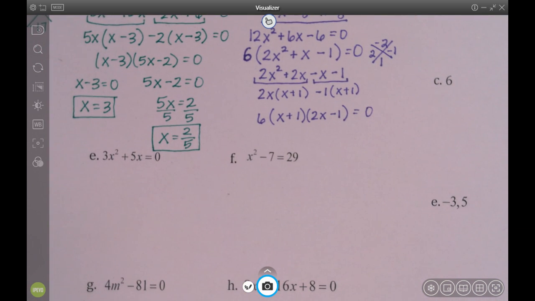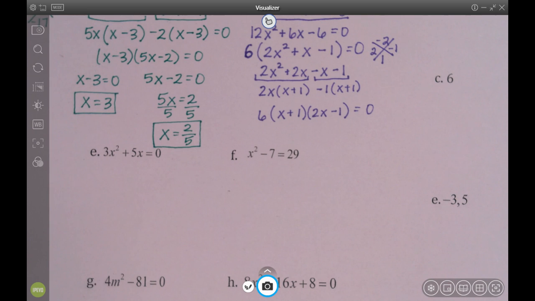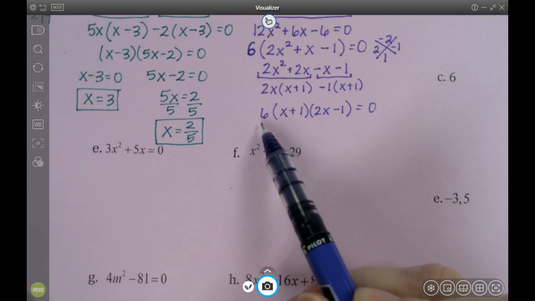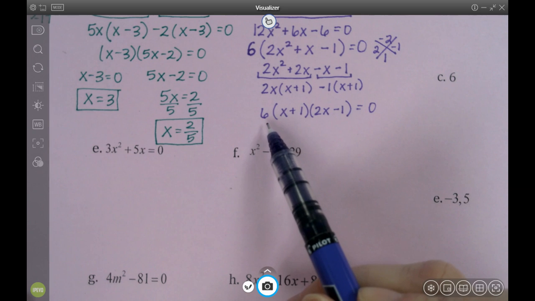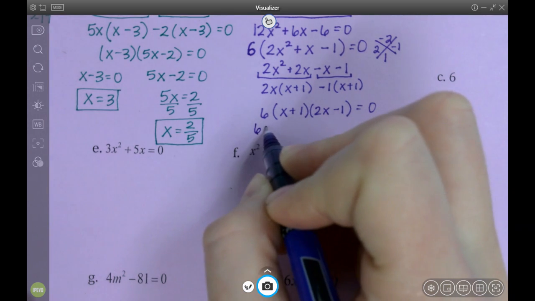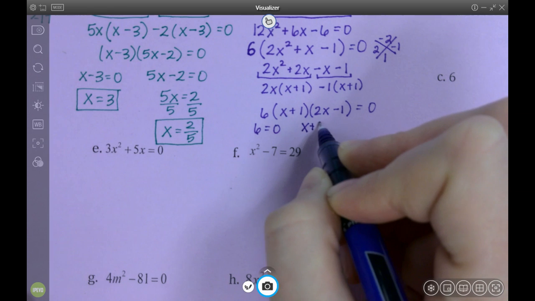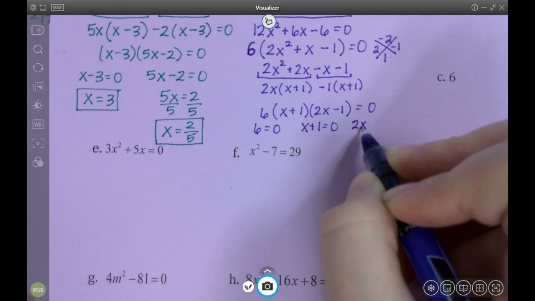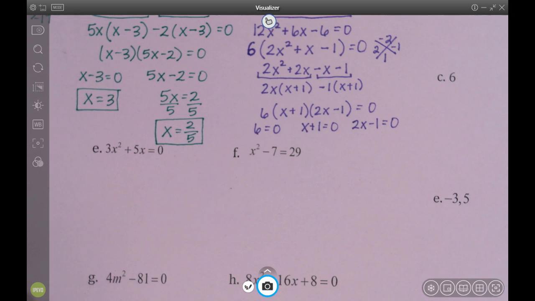So hopefully when you factored it, you have x plus 1 times 2x minus 1. Okay, but again, I'm not done because I have to solve it. All I've done is factor it so far. So whenever there's a GCF in front, you actually have to set that equal to 0 as well. So I'm going to do 6 equals 0, x plus 1 equals 0, and 2x minus 1 equals 0. But does 6 actually equal 0? Nope, so just put a line through it. It's not equal to.